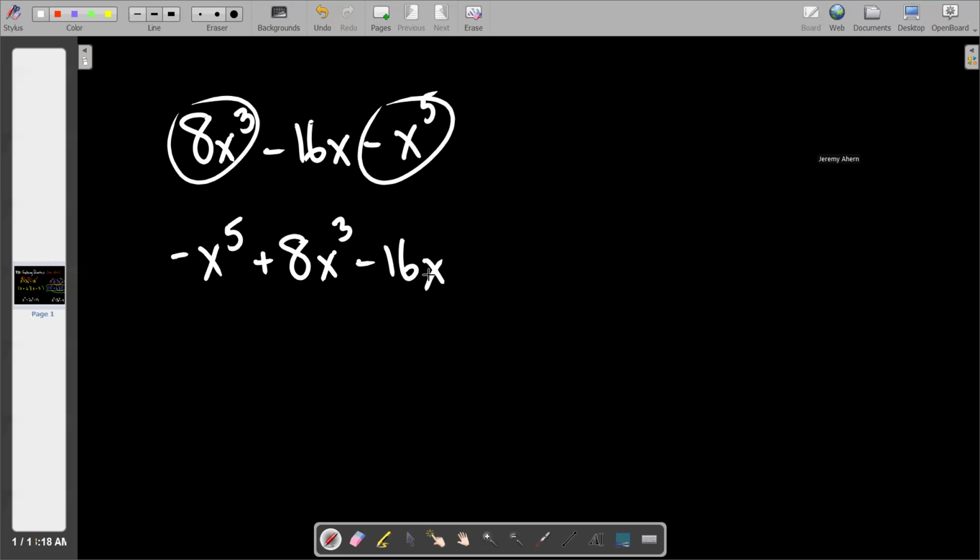Step 2. Pull stuff out. Right now it's a dumpster fire. That thing is an absolute disaster. What should we pull out? Negative and also X.